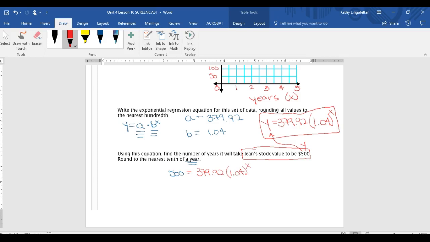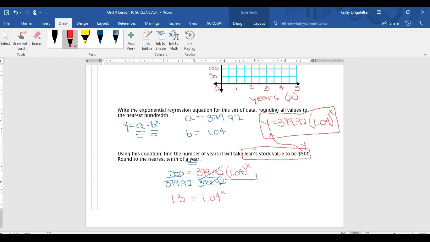X is trapped in the exponent spot, which means eventually I'm going to have to untrap it. I need to isolate the base and the exponent first, which means I need to move a multiplied 379.92 by dividing by 379.92. Golden rule, whatever I do to one side, I have to do to the other. So 500 divided by 379.92 is 1.3, and that equals 1.04 to the x power.